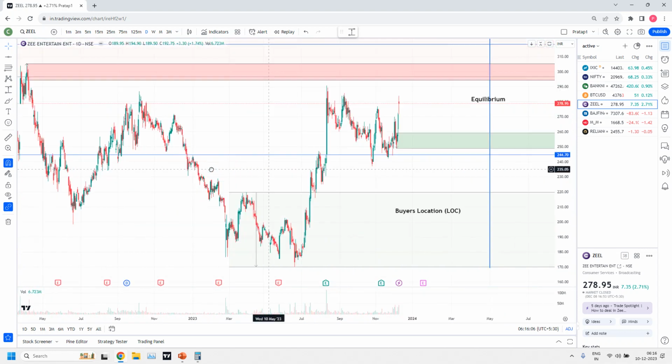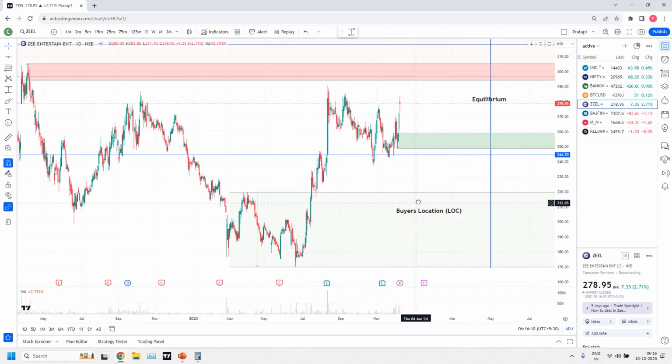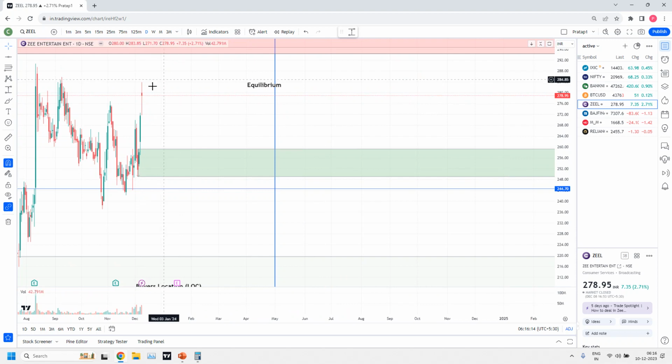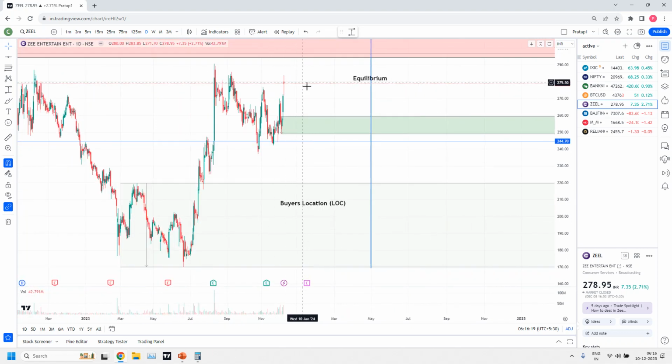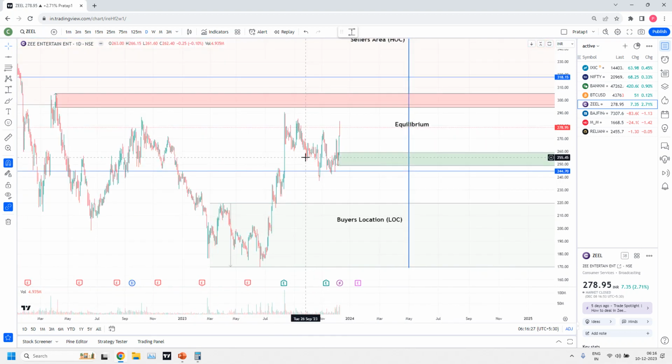Okay, now we have identified demand and supply zones on the daily time frame. Okay, because I identified a demand zone, what is my goal? Next time in case if prices entered into this demand zone, can I buy or not? That is my goal here.